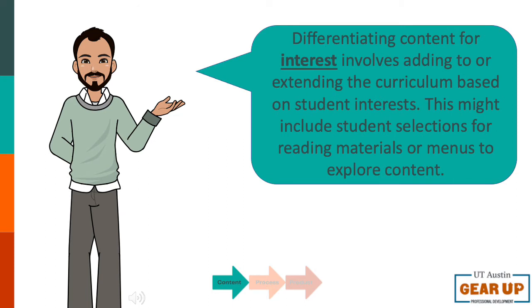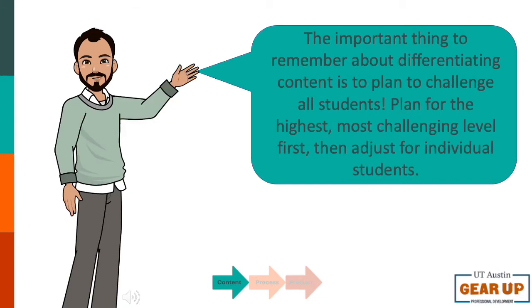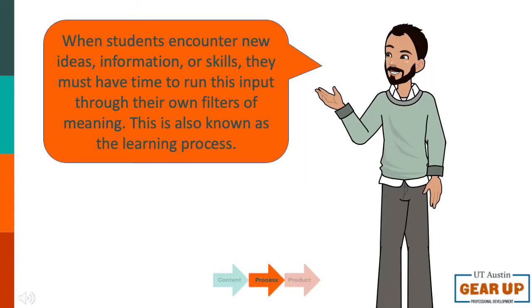Differentiating content for interest involves adding to or extending the curriculum based on student interests. This might include student selections for reading materials or menus to explore content. The important thing to remember about differentiating content is to plan to challenge all students. Plan for the highest, most challenging level first, then adjust for individual students.